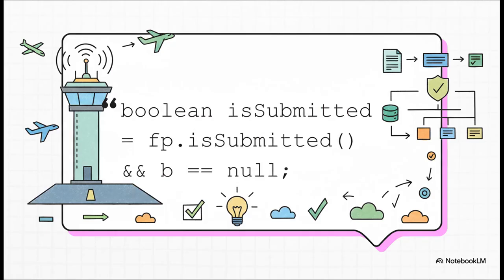And check this out. This single line of code. This is the whole decision right here. It all boils down to one Boolean variable, isSubmitted. This little guy is the switch on the tracks that sends the whole process down one path or the other. It's so simple, but man, is it powerful.